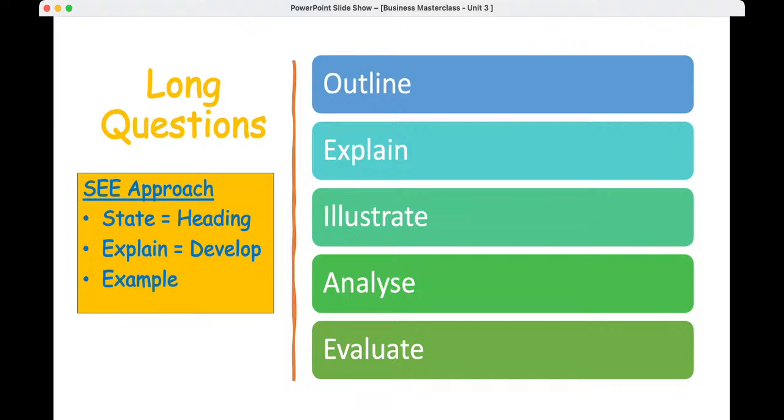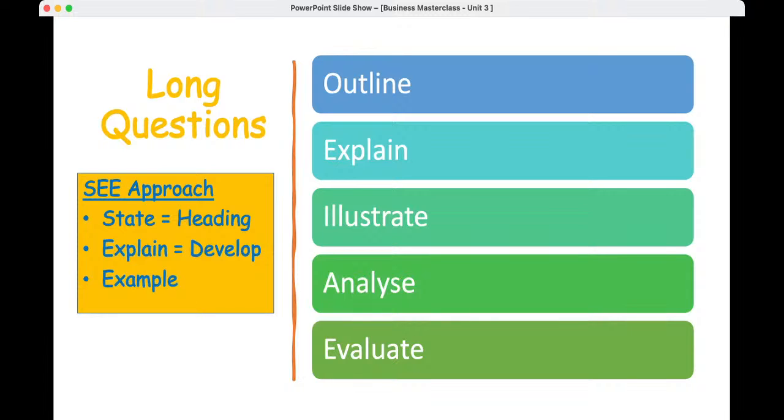Then we get to evaluate. This is what I spoke about earlier on. If it was say 25 marks, what they're probably looking for here is four points, and then they want you to evaluate at the end. So you'll go state, explain, example. That's my 5 marks. State, explain, example. That's my next 5 marks. State, explain, example. That's 15.